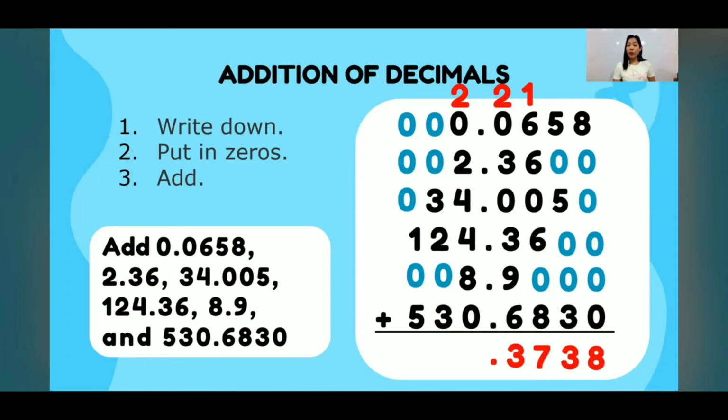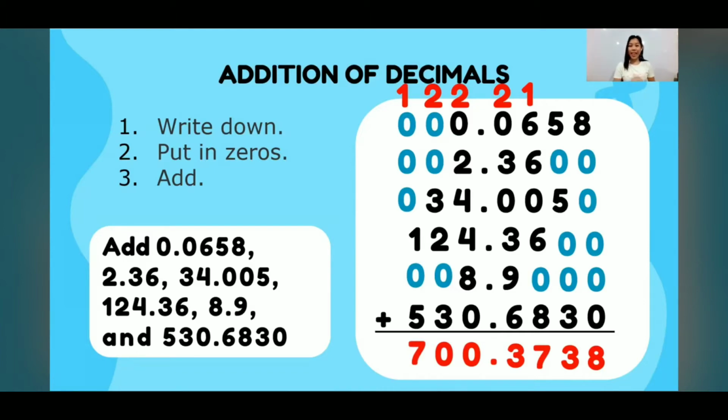Carry 2. 2 plus 2, 4 plus 4, 8 plus 4, 12 plus 8, 20. Carry 2. 2 plus 3, 5 plus 2, 7 plus 3, 10. Amazing. Carry 1. 1 plus 1, 2, and plus 5, 7. Are we done? Yes, we are.